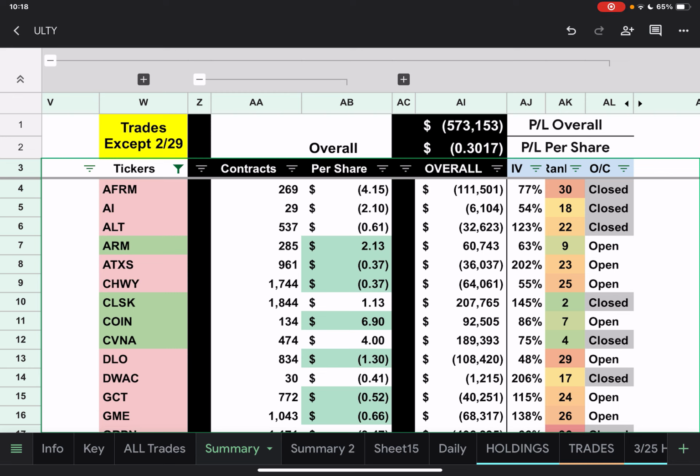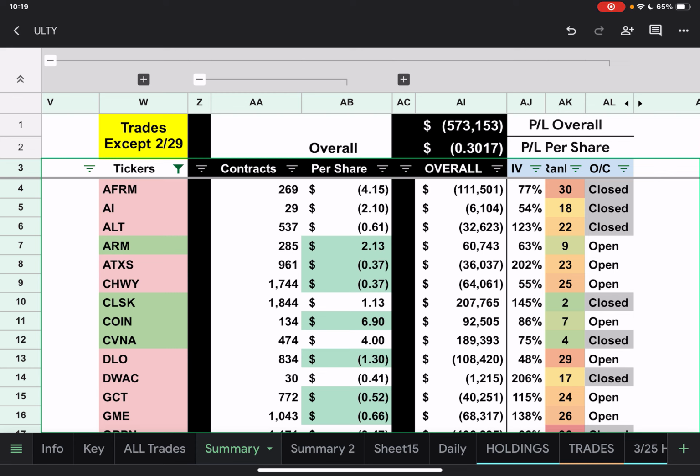The overall in column AA, the contracts, that's all the contracts that we have purchased. I say all because, like COIN, has had different sets, or some of these ran for multiple weeks or whatever else, so this would just cover the total number of contracts that we purchased. And then column AB is how much it has overall cost us per contract.